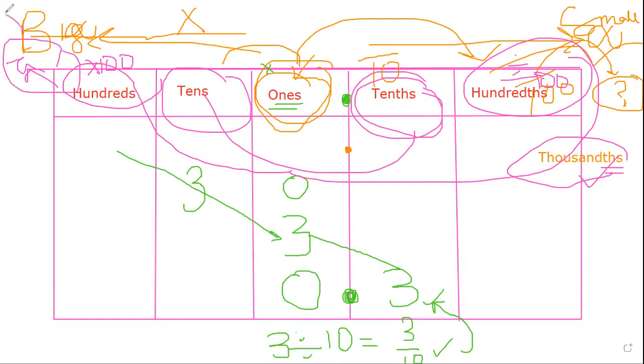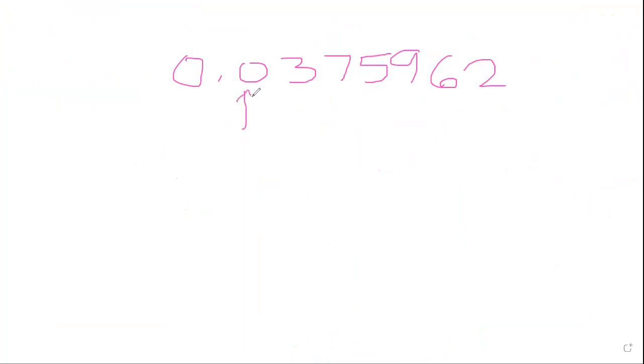What's the house after thousands here? It's 10,000, right? So after this will also be 10,000s with the THS at the back. And do you want to see a number like that? Look, 0.0375962. Yes, a number can be so small. This is tens, hundreds, thousand, 10,000, 100,000, million, 10 millions. Smaller, smaller. Look, this is decimal.